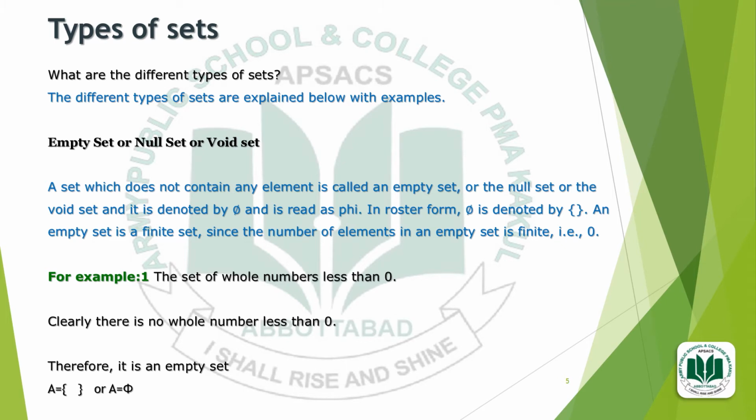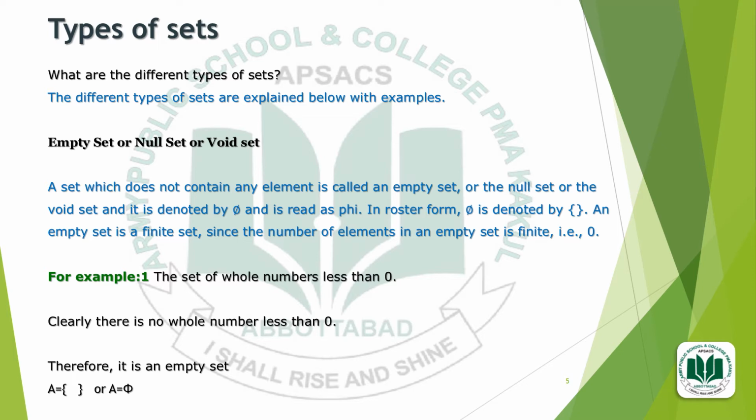Types of sets. What are the different types of sets? The different types of sets are explained below with examples. First type is the empty set. Another name is null set or void set. A set which does not contain any element is called an empty set, or the null set, or the void set, and it is denoted by phi. In roster form, it is denoted by two curly brackets.